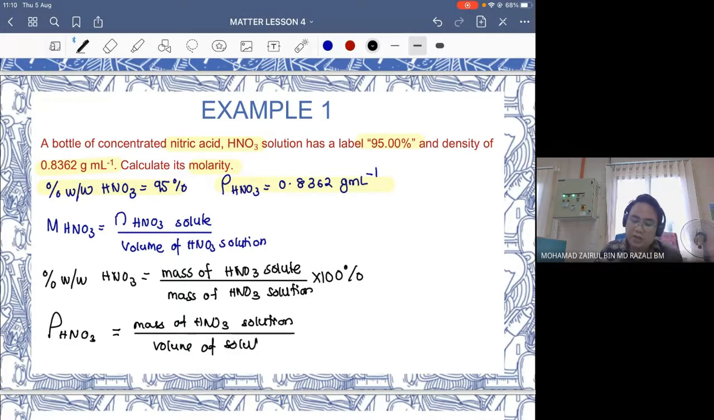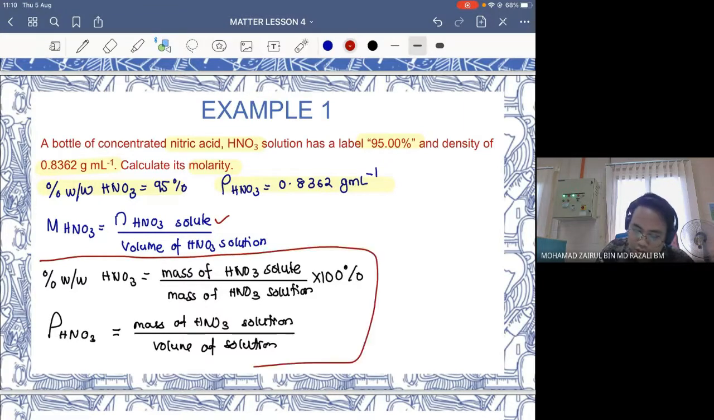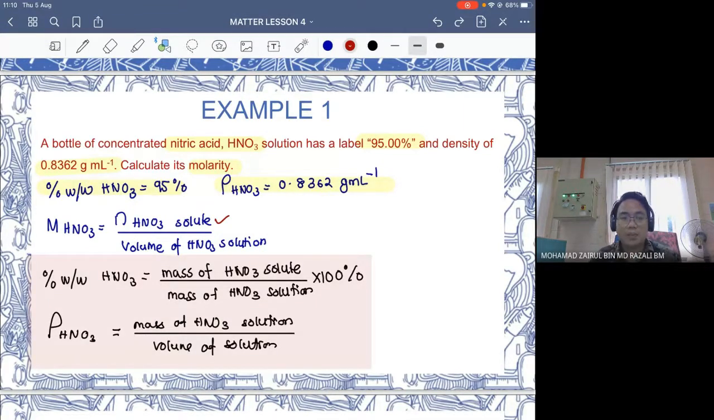Okay, now we want to calculate the molarity and we need the mole of solute dulu. Mole solute ni agak-agak awak nak cari daripada mana? So yang diberi dalam soalan hanya dua ni je. Mole solute tu awak nak dapat daripada mana? Nak guna density ke nak guna percentage by mass yang senang?